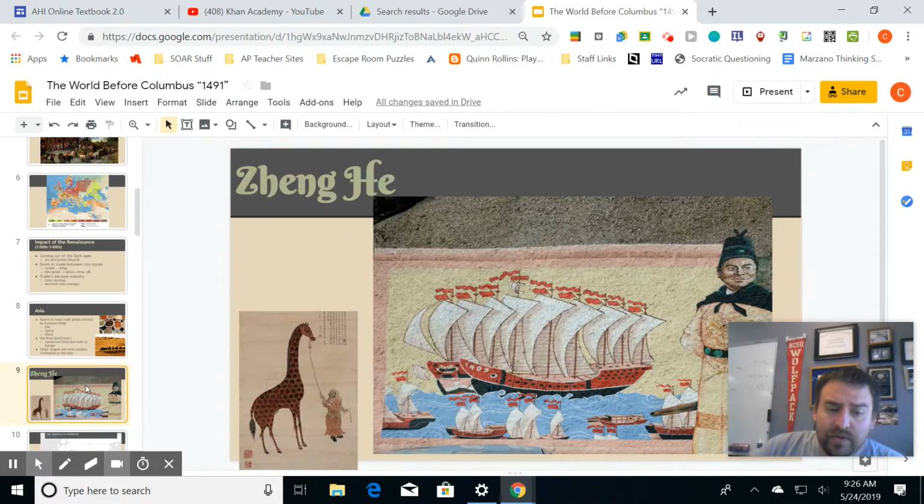All right, so also in Asia we have this guy. This guy is a big deal, even though he's not really known about in Europe, in American classrooms today. We don't really talk about Zheng He that much. But to give you a perspective, Columbus's ship, right, Santa Maria, the flagship of his fleet, would be about the size of this one. Zheng He has treasure ships, much larger than that.